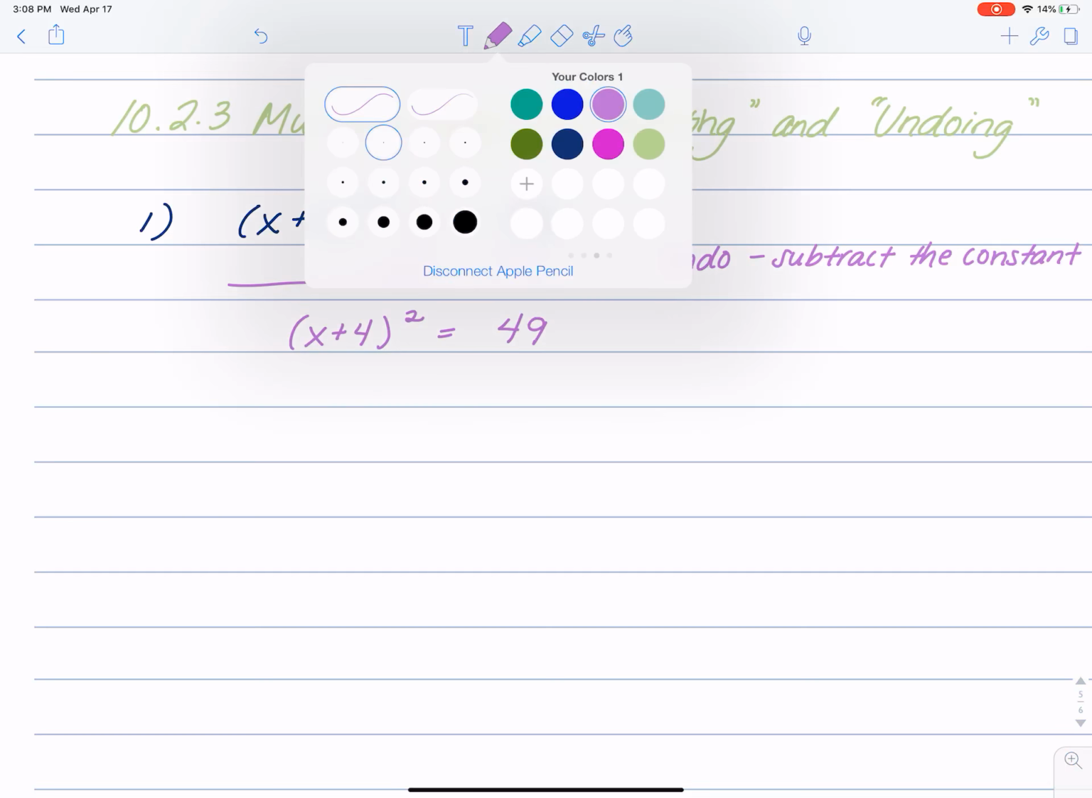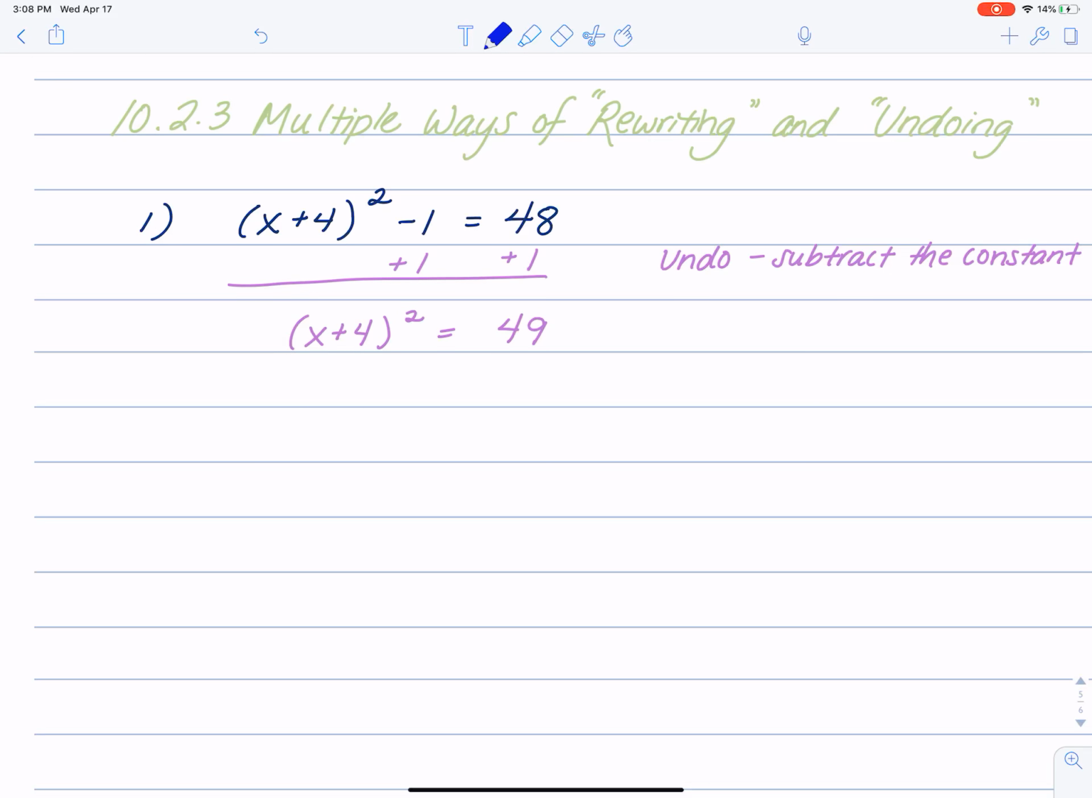Our next step is going to be to get rid of that power of 2. We get rid of a power of 2 by square rooting. So we're going to square root both sides of the equation. And of course, we're going to put that plus or minus symbol, as we always do. This again is an undo step. Square root both sides.